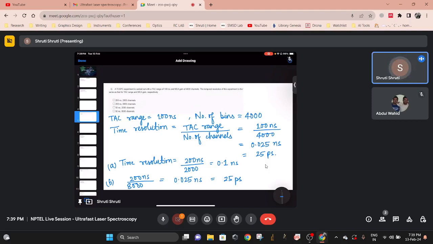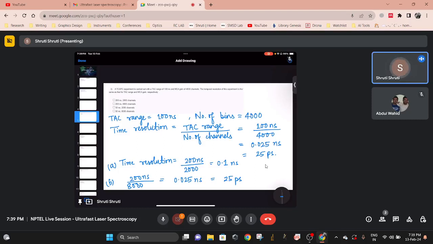So here I am discussing the week 2 assignment and I'm already on question 3. The question was: in the TCSPC experiment, the TAC range was 100 nanosecond and the number of channels, or the number of bins, was 4000. So what is the temporal resolution, and from the given options, which will have the same temporal resolution as this, the 100 nanosecond tag range and 4000 channels?